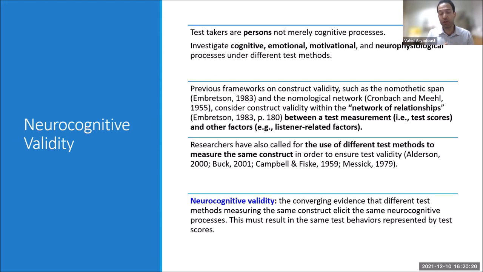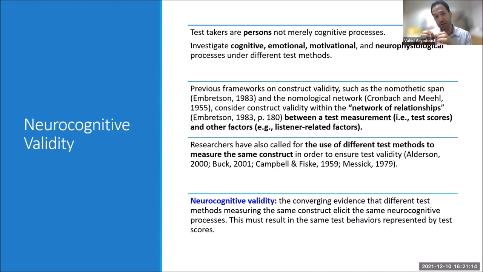Of course, previous research on concepts like construct validity, nomothetic span, and the nomological network proposed by different people have stressed that different types of validity are important. What I would like to add here is that I think it would be plausible to think about a concept called neurocognitive validity or neurophysiological validity, if you will. And the concept is like this: the convergent validity refers to the converging evidence that different test methods measuring the same construct elicit the same cognitive or neurocognitive or neurophysiological processes.